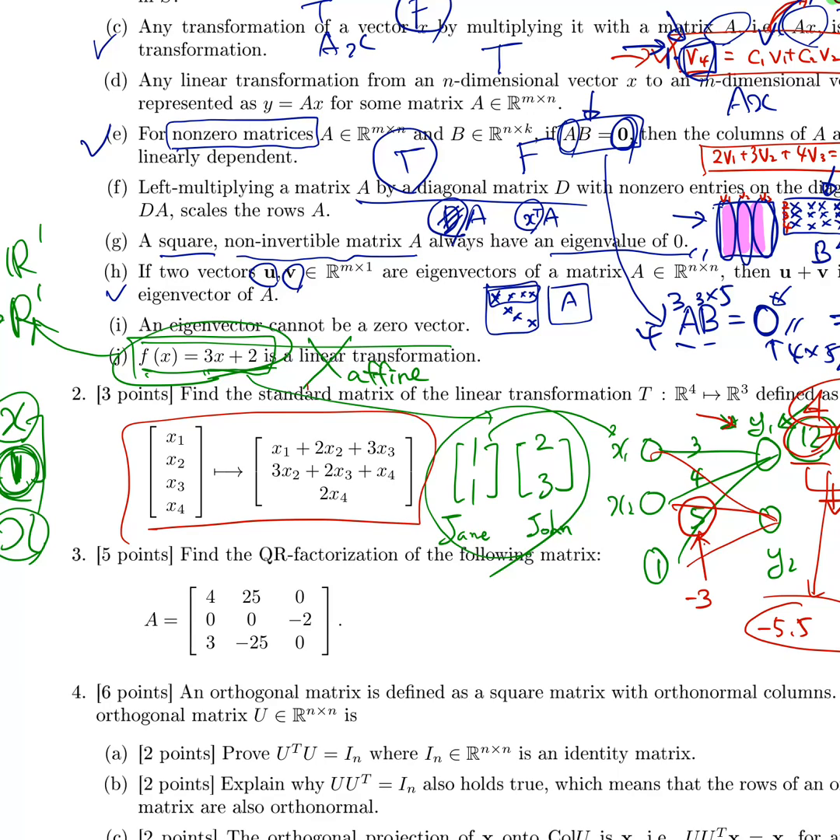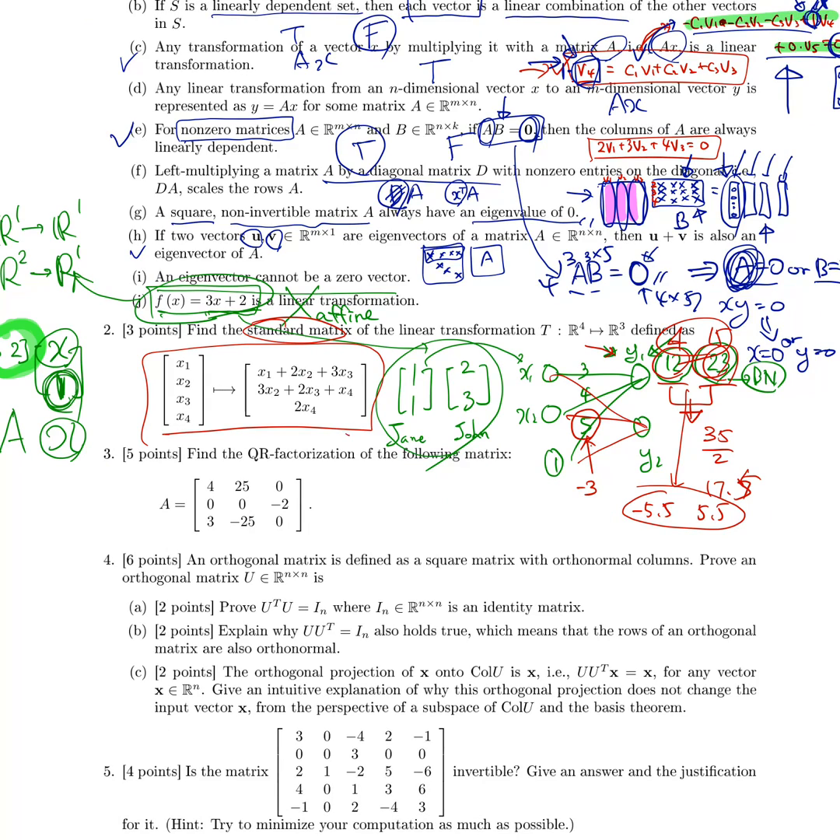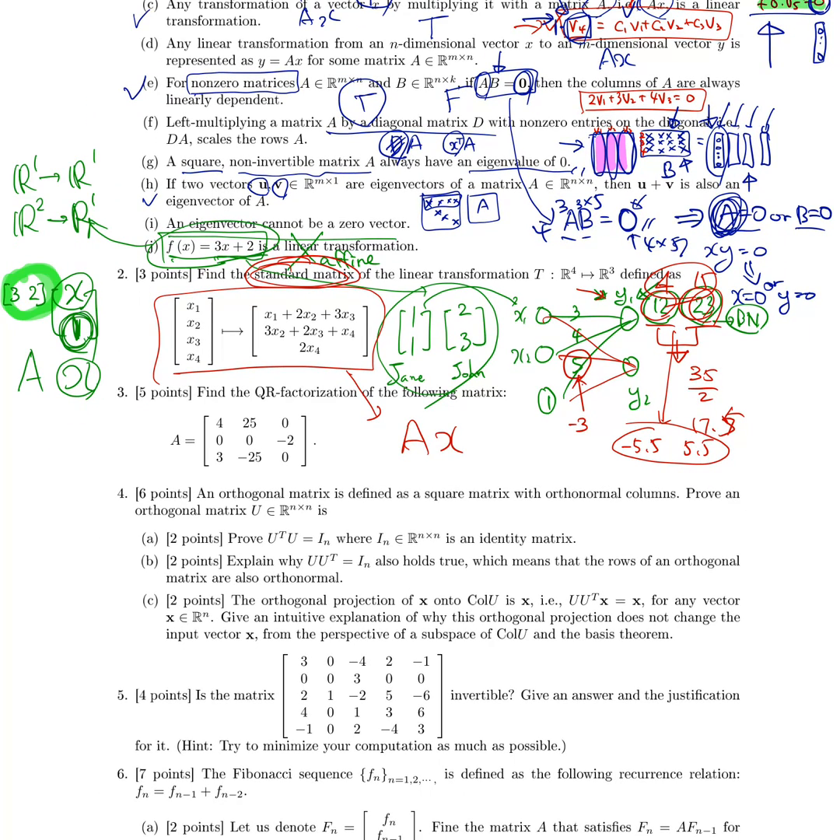So the standard matrix. What is the standard matrix? The standard matrix is just a matrix A where the linear transformation is represented as A times x. And why do we call it a standard matrix? It is because each column of this matrix A should be the transformation output of each of our standard basis vectors.